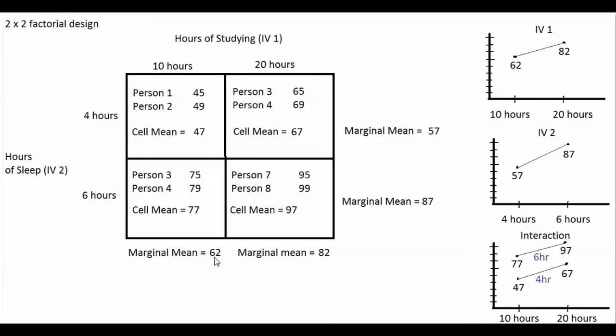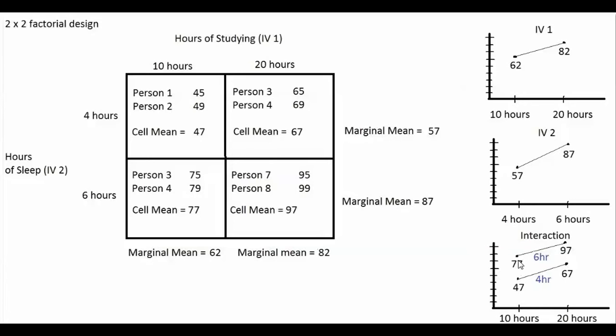We know that the mean exam score of all 4 people who studied 10 hours is 62. That marginal mean of 62 is halfway between these 2 cell means that I plotted above 10 hours. It's halfway between 47 and 77. We know that the mean exam score of all 4 people who studied 20 hours is 82. That marginal mean of 82 is halfway between these 2 cell means that I plotted above 20 hours. It's halfway between these 2 cell means of 67 and 97.